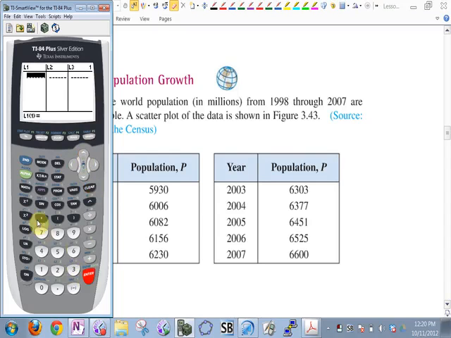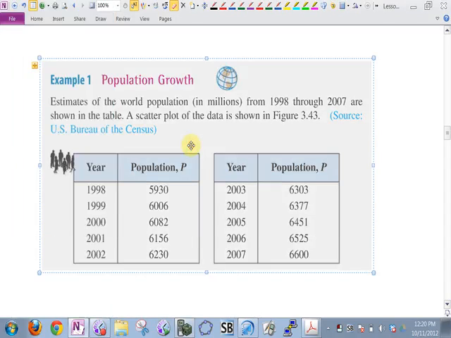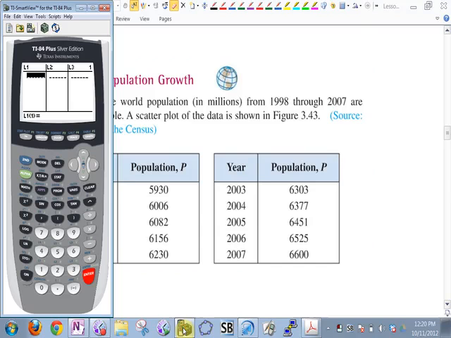So we're going to call 0 the year 1998. So 0, 99, 2000, 2001, 2002, 2003, 4, 5, 6, 7. That's 10 data points, agreed?